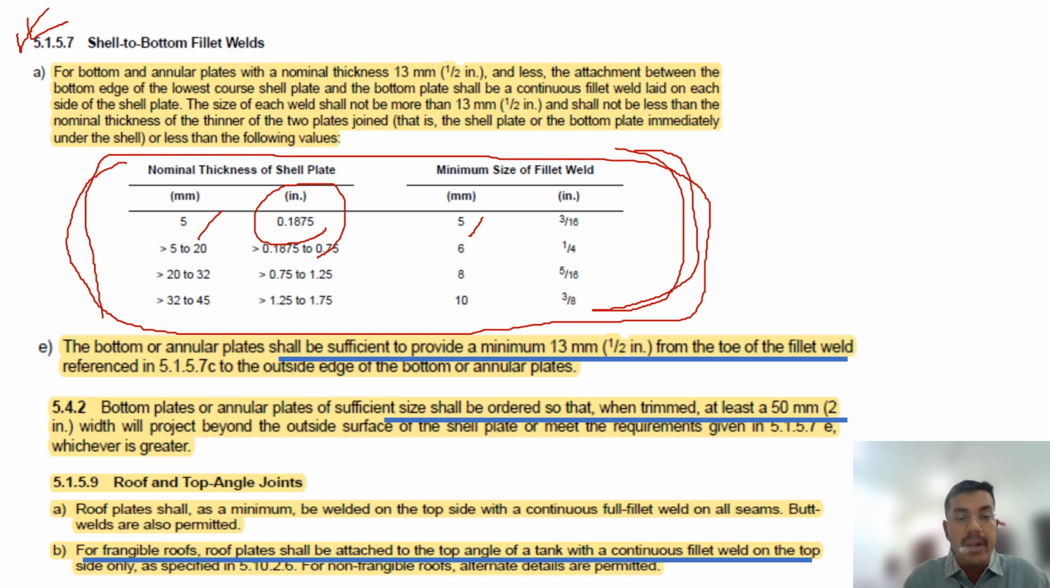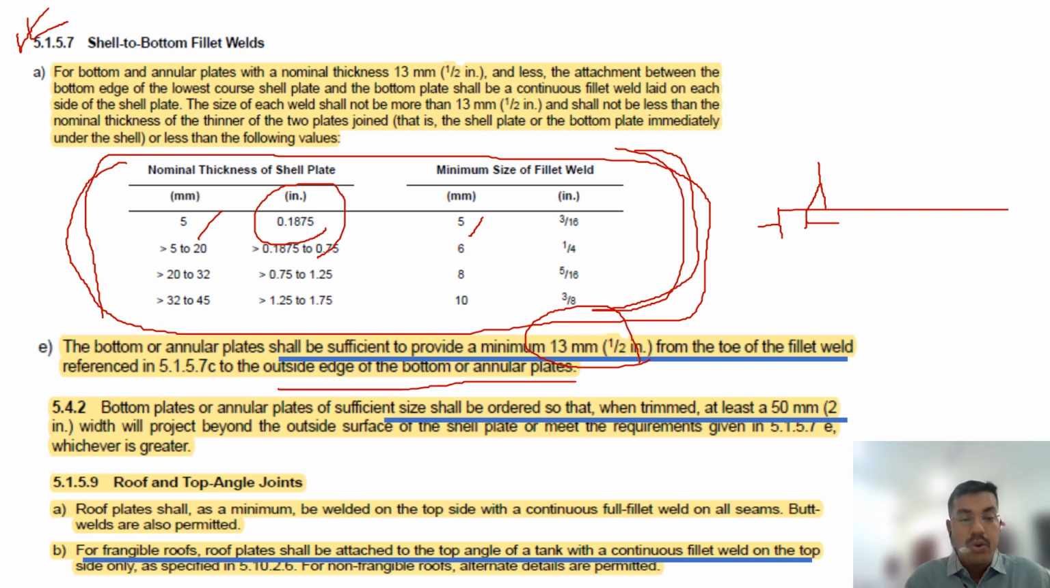The bottom annular plate shall be sufficient to provide a minimum 13 mm from the toe of the fillet weld to the outermost side of the bottom or annular plate. What does it mean? Let's say this is my tank bottom plate, this is my shell plate, and this is the fillet weld. So after the fillet weld, he is saying that distance should be 13 mm minimum. This is one question usually coming in the API 650 exam.